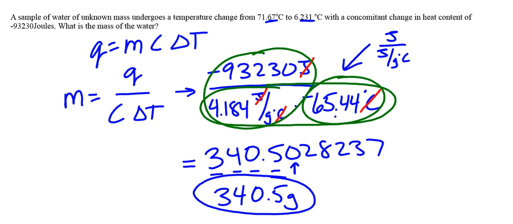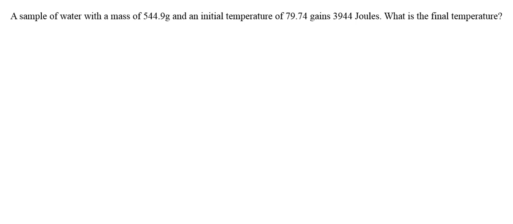All right? So, the last type of problem that we're going to do here is: a sample of water has a mass of 544.9 grams. What is the initial temperature of 79.84? If it gains 3,944 joules, what is the final temperature?